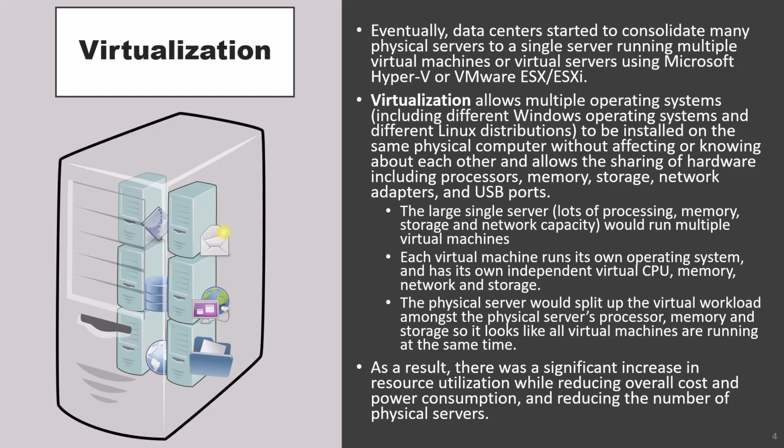The large single server, with lots of processing, memory, storage, and network capacity, would run multiple virtual machines. Each virtual machine runs its own operating system and has its independent virtual CPU, memory, network, and storage. The physical server would split up the virtual workload amongst the physical server's processor, memory, and storage, so it looks like all physical machines are running at the same time. As a result, there was a significant increase in resource utilization while reducing overall costs and power consumption and reducing the number of physical servers.